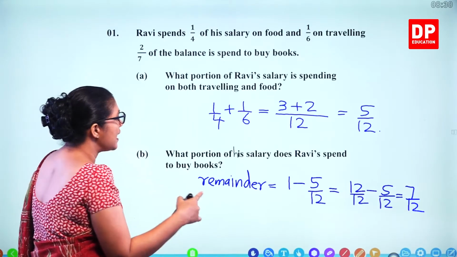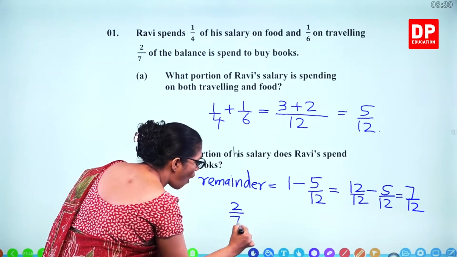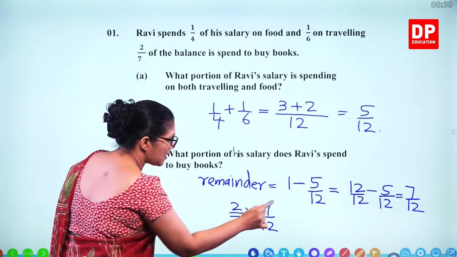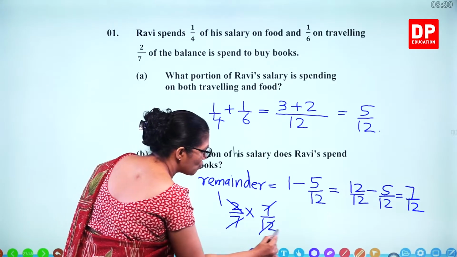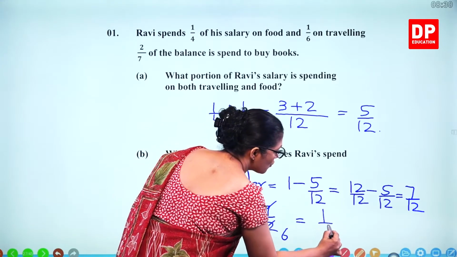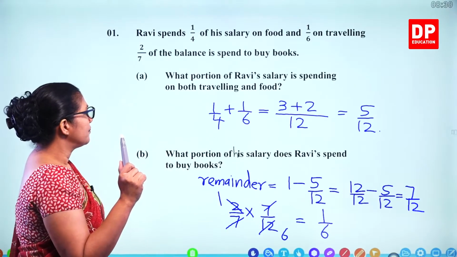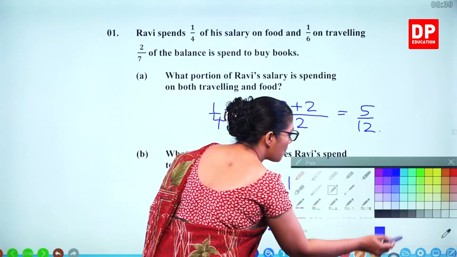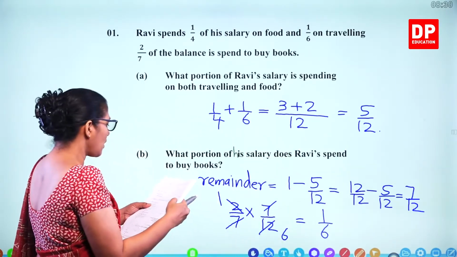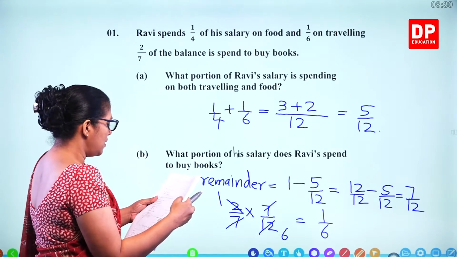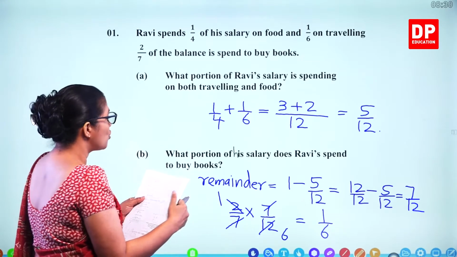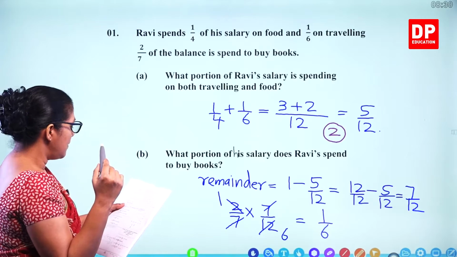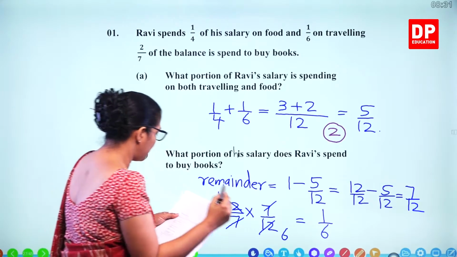So for books, it's 2/7 of the remainder, 7 over 12. So 7 gets cancelled out. 2 times 1, 2 times 6. So that's 1/6 is used to buy books. Let's see the marking scheme, how you get marks. So 5 over 12, you get 2 marks. And this one you get 2 marks as well.